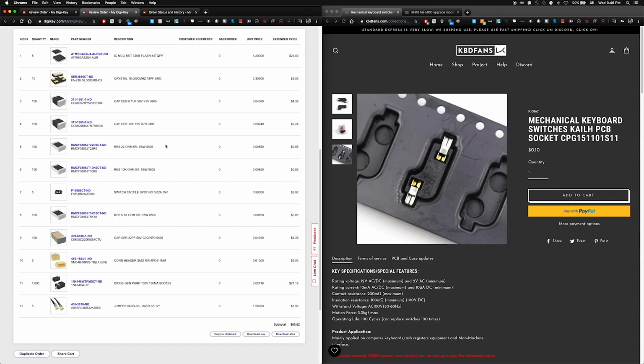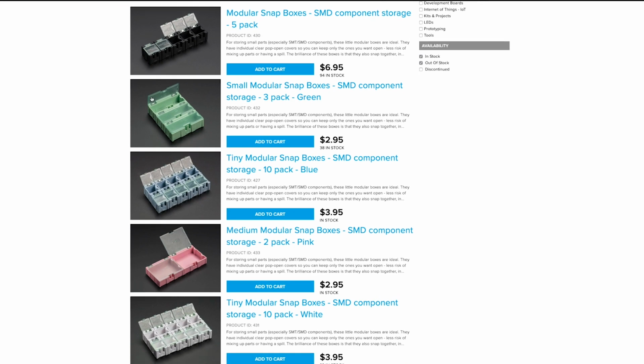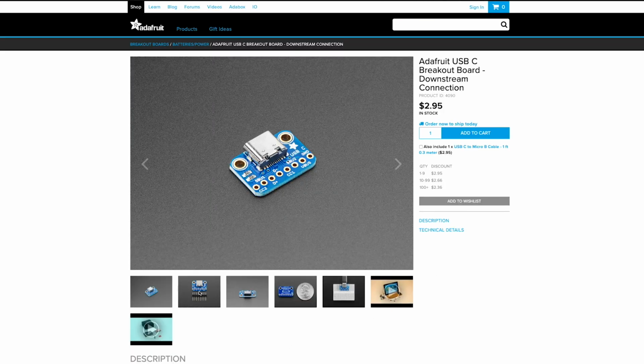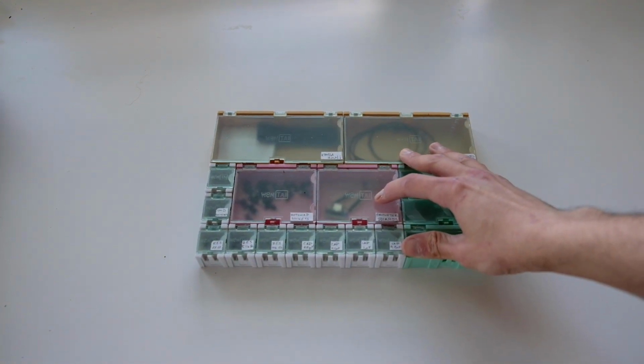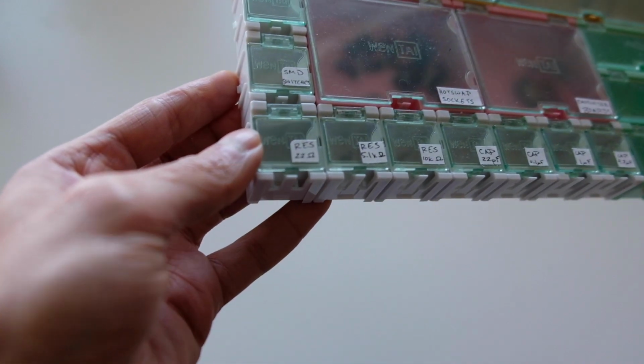With the build materials in hand, we can work on sourcing components for our build. Prior to filming, I had already purchased all of the required electrical pieces and sockets from DigiKey and KBD fans, respectively. I also went ahead and picked up several Wentai SMT boxes from Adafruit, alongside the USB-C daughter boards they stock. From there, I pre-labeled boxes for the controllers, wires, SMD switches, daughter boards, resistors, capacitors, headers, crystals, and diodes.